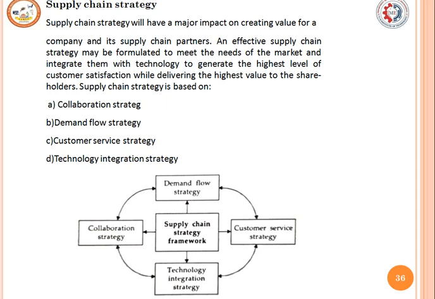If you take a supply chain strategy, the flow diagram is like this. The supply chain strategy framework is at the center, surrounded by collaboration strategy, demand flow strategy, customer service strategy, and technology integration strategy. So there are different types of strategy which are supposed to be considered. But the supply chain strategy framework extends to all the four other strategies, so that the supply chain will have a major impact.